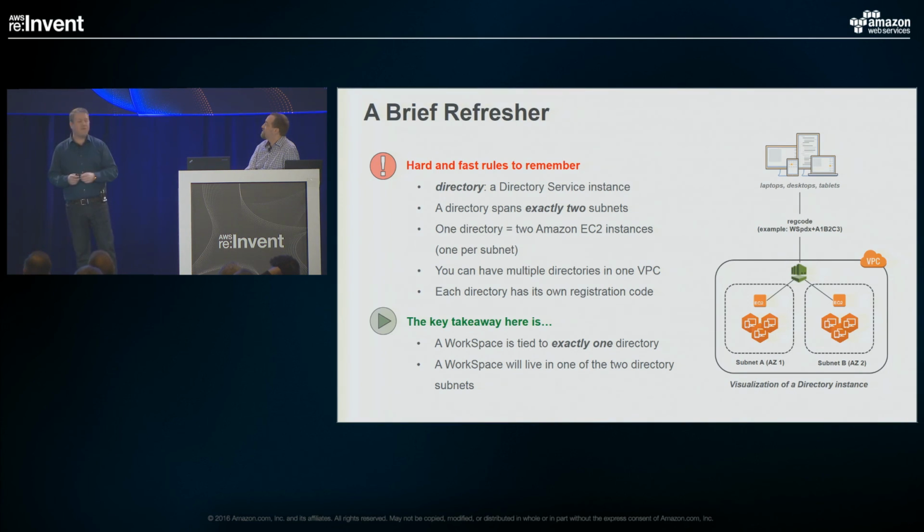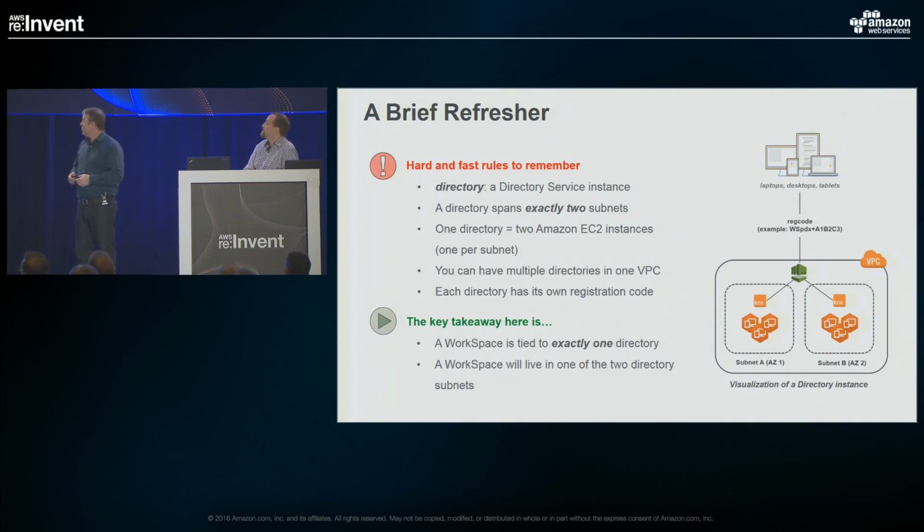Before we really move on, it's different to the previous sections. We have to give you a brief refresher on workspaces and the requirements around directory services. The first one is that a directory is a directory server instance. So when you create, in this case, we're talking about AWS Directory Service and the AD connector, this is two EC2 instances. They reside and live in the same availability zone, in the same subnet as your workspace, okay?